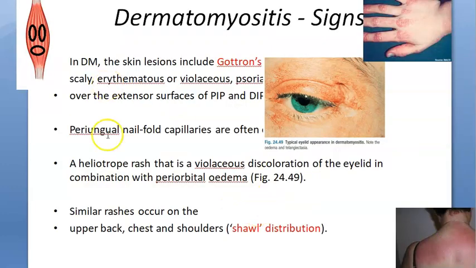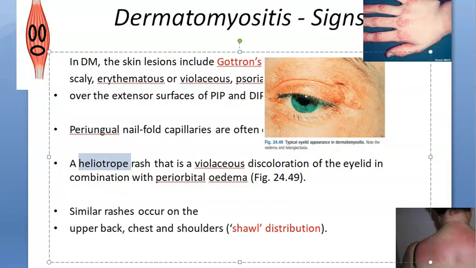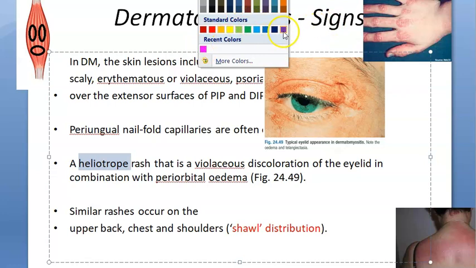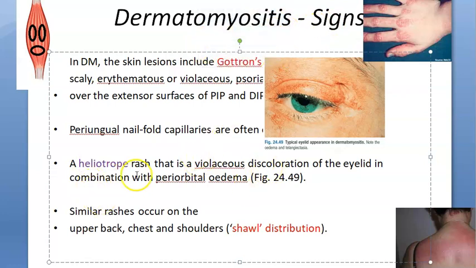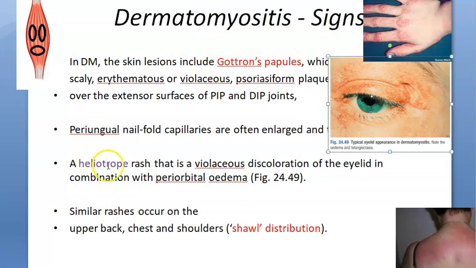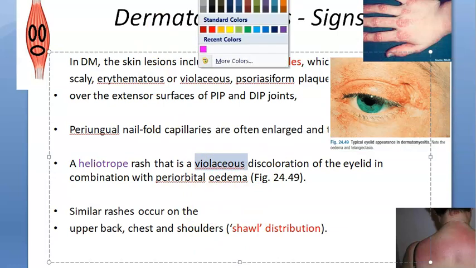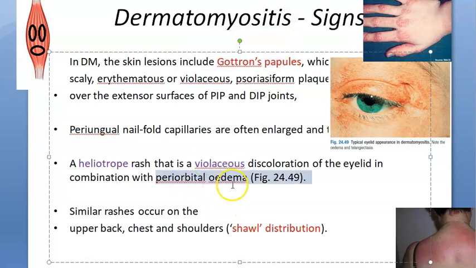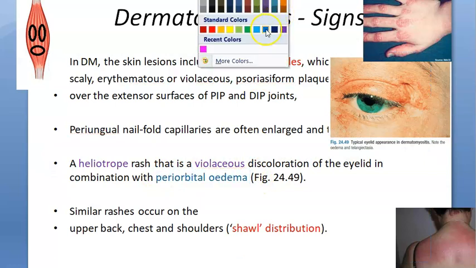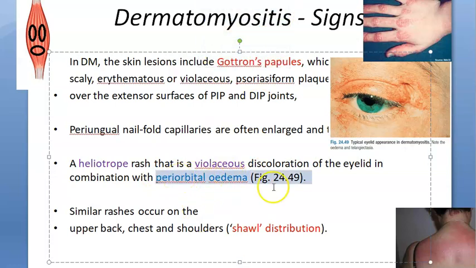It's nothing but this flower. Basically this terminology, if you search in medicine, they are giving only for dermatomyositis. Okay, heliotrope rash, where will you see? Dermatomyositis. It's a violaceous discoloration of the eyelid in combination with periorbital edema. It is not just a rash, there is periorbital edema around the eyes. This sounds more like a kidney kind of a disease, right?